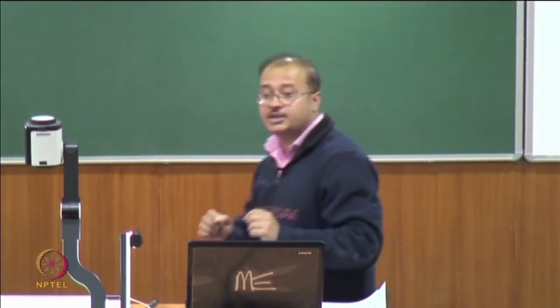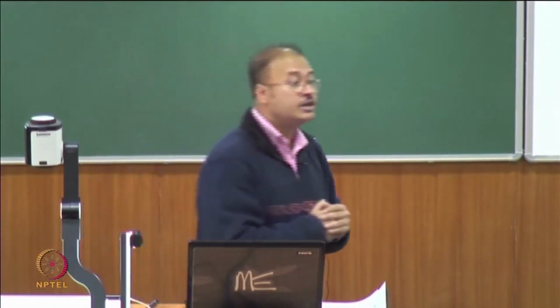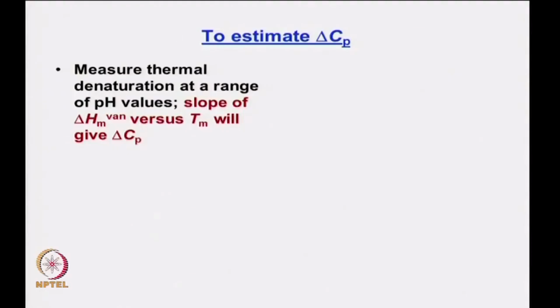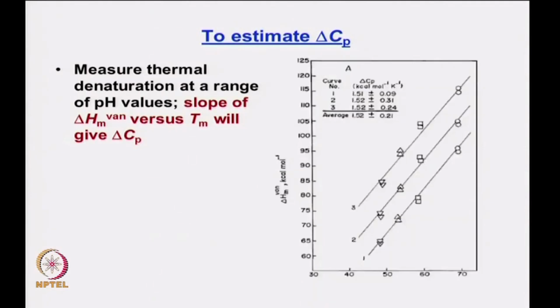Now, the question is, how do you estimate delta Cp? If you want to do a delta Cp calculation academically rigorously, this is what you should do: measure thermal denaturation at a range of pH values. The slope of delta Hm versus Tm will give you delta Cp. This is the experiment that was done. When you change pH, your protein stability depends upon pH, and Tm, the midpoint of your denaturation transition, will also depend upon pH, because you are changing the stability of the protein.